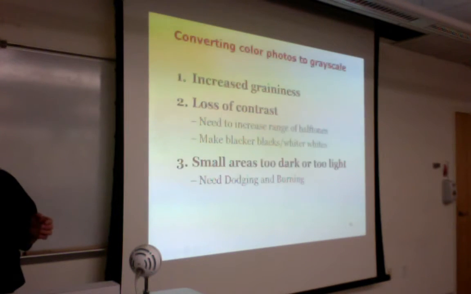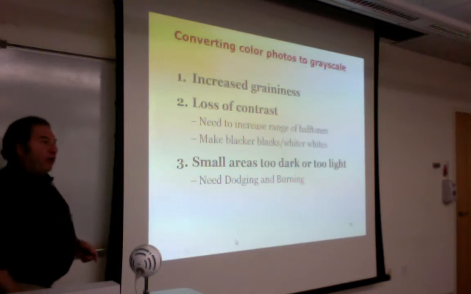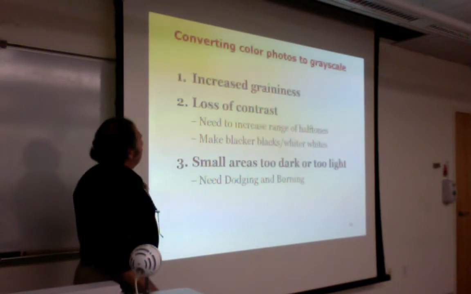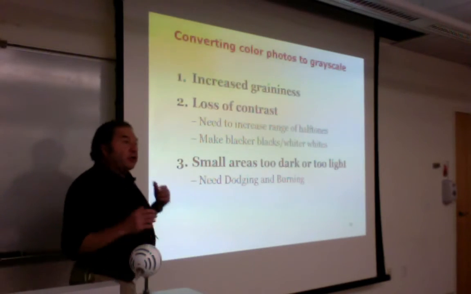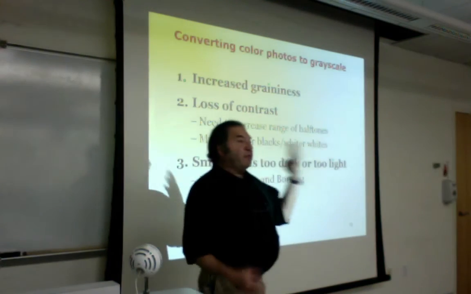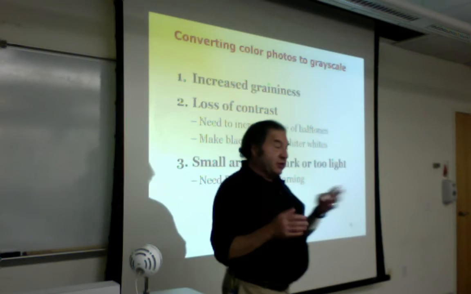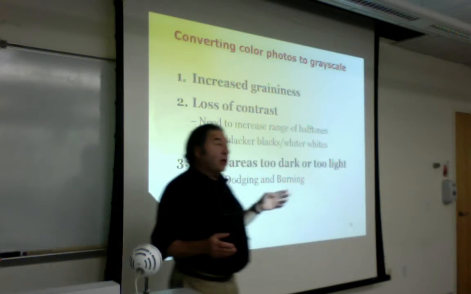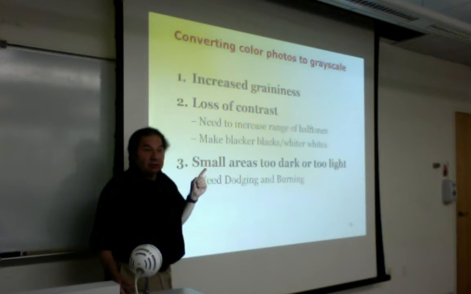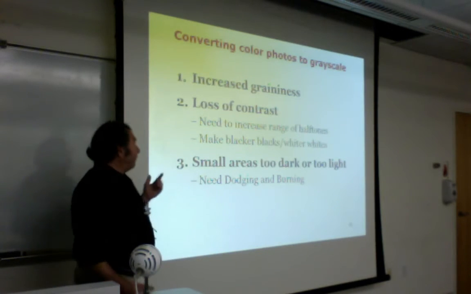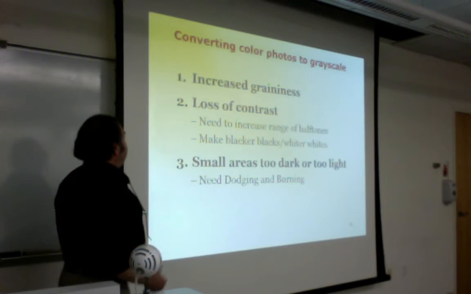All right, some problems. When you convert from color to grayscale, first, there may be more graininess. You're going from having 4 different colors, because that's what your sensors do in the camera, to having 1. Black. Or less black. So you might wind up with graininess.